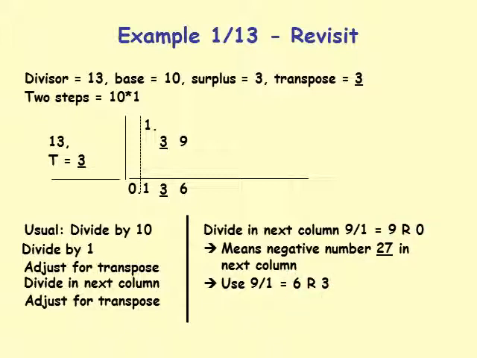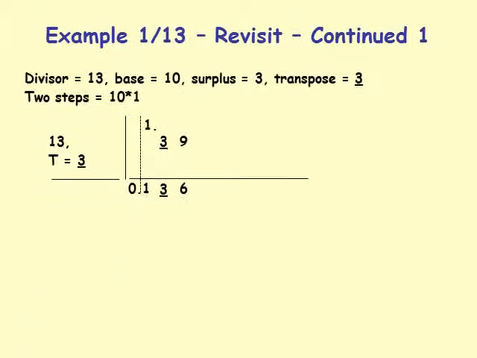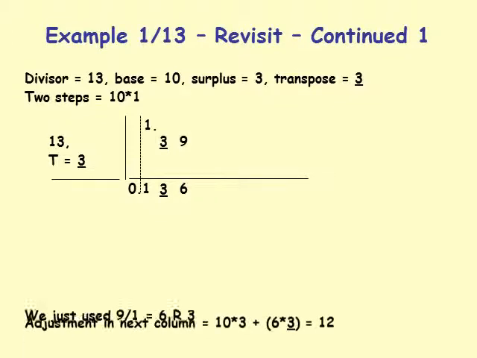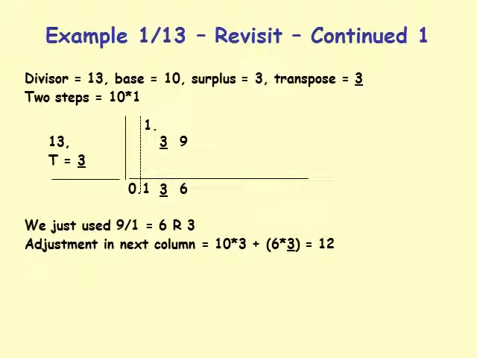Okay, let's continue here. So we got 6 here. So far this is what we had done. We had 6 here. We use 9 divided by 1 is 6 remainder 3. Now the adjustment in the next column is 10 times 3, that's the proportional remainder, plus 6 times the adjustment due to transpose. So that's 12. So the adjustment in the next column is 12.